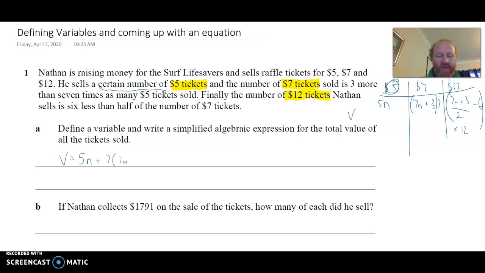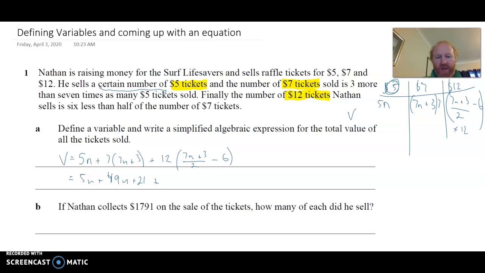5n plus 7 outside of 7n plus 3, plus 12 outside of 7n plus 3 times by 2, minus 6. That is an equation, but of course we can simplify it. I'll leave the 5n there for a moment. Looks like I've got 49n plus 21 there. And then I've got to multiply in for this one as well with that 2 underneath.